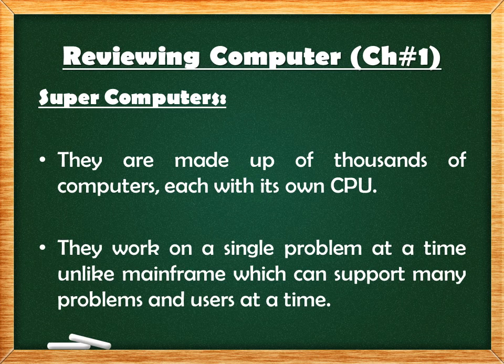A supercomputer works on a single problem at a time. So here is a difference between a supercomputer and a mainframe. Supercomputers are designed in such a way that they can work on a single task. Let's suppose they are designed for weather forecasting or nuclear research, but they will do one task at a time. Unlike a mainframe, which can support many problems and users at a time. So it is the opposite of a mainframe. A mainframe can deal with many problems at the same time.